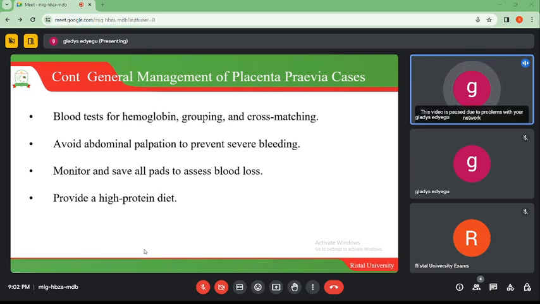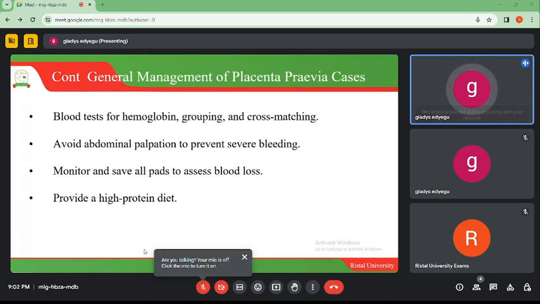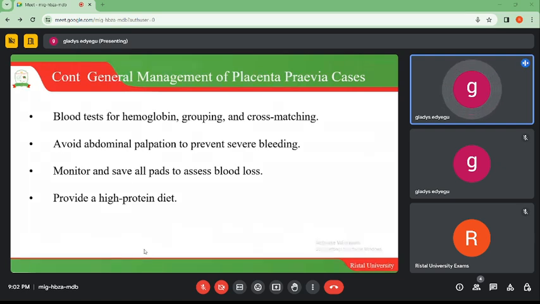profusely. If she came with mild bleeding and you do abdominal palpation vigorously, it can detach this placenta and cause more bleeding, or it will destabilize the baby and the placenta, and cause more harm to the baby, the mother, and the placenta. Then monitor and save all pads to assess blood loss.